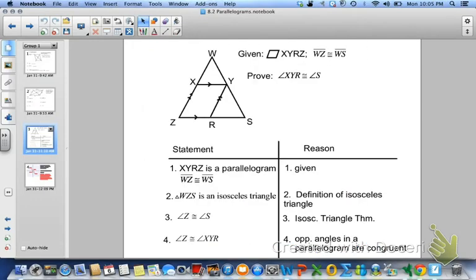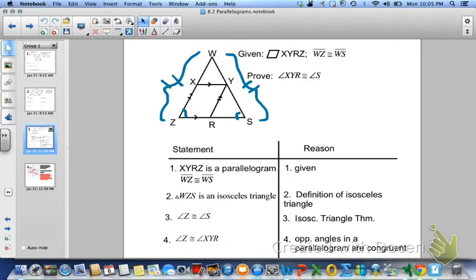This one I just want to point out a proof for you. We're given that parallelogram XYRZ, and that WZ right here is congruent to WS. So that would be these two sides right here. Well, if we looked at that triangle, that means we have an isosceles triangle that makes these two angles congruent right here, angle Z and angle S.